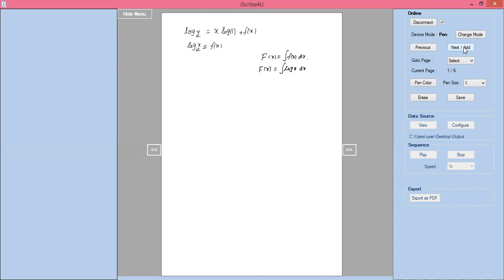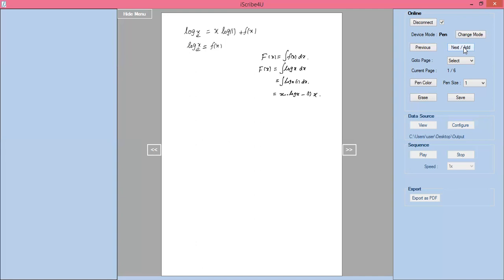How do you integrate this? The integration of log x into 1 into dx, I'll write. If you integrate this, you have to use integration by parts. If you use integration by parts, log x into the integration of dx should be x into log x minus the integration of x into 1 by x, which gives x.